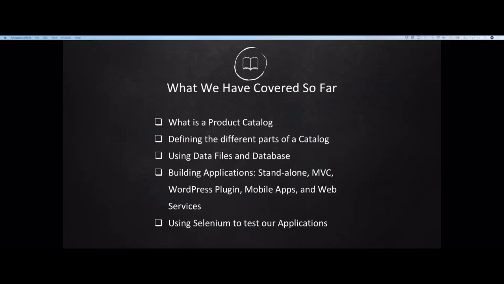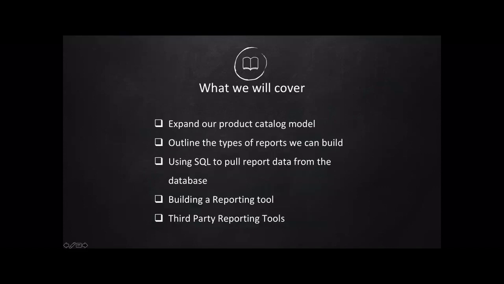And we've also discussed building mobile applications for using product catalogs, and creating a web service web application in order to integrate with a cloud-based database with third-party products, be it our mobile app, our MVC application, or even the WordPress application. And finally, we also talked about testing our applications and the different ways you can manually test or automatically test your applications using Selenium. Today, we will be covering the final piece of the puzzle.